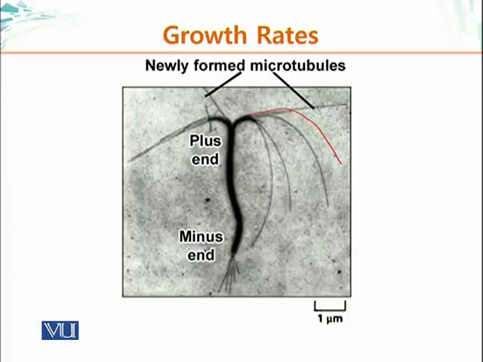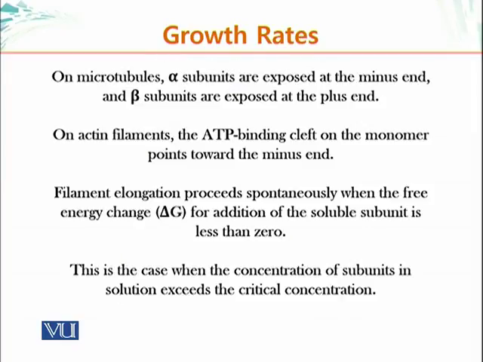This is the new growth. All you are seeing is the new growth versus the minus end. The growth is not quite as robust as it is at one end of these microtubules, which is basically the plus end. So this is a graphic form of showing you that the two ends of microtubules have different abilities to add subunits, plus end, minus end. On microtubules, alpha subunits are exposed at the minus end, and beta subunits are exposed at the plus end. I hope that is clear from our discussion in the previous module.